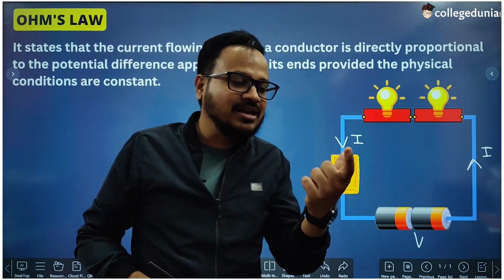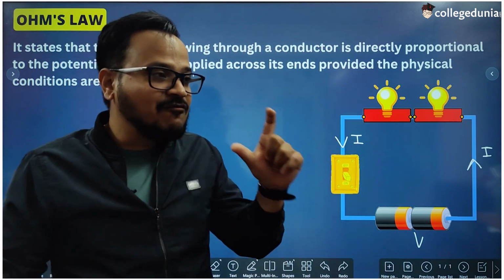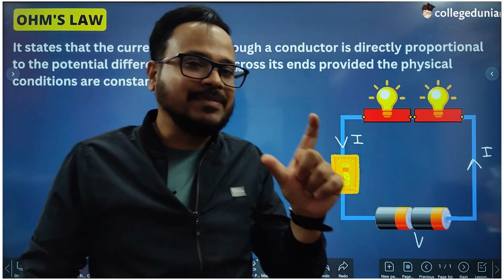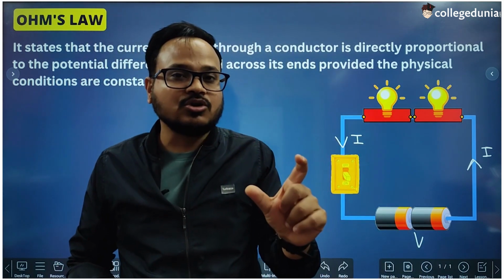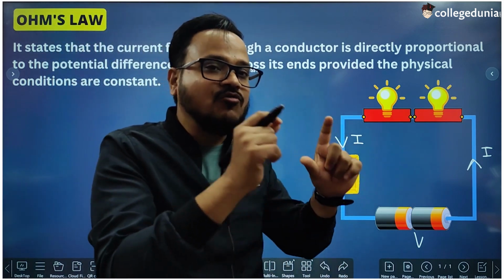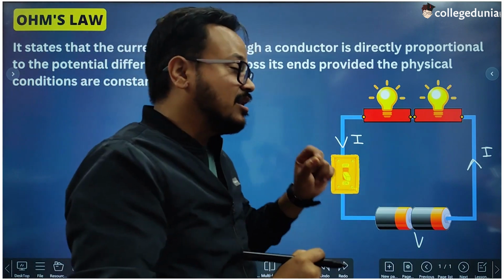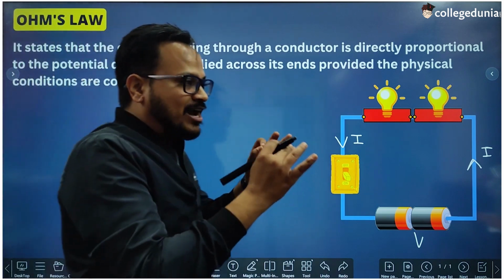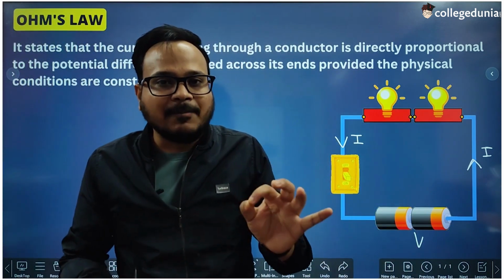When you see a cell, a pencil cell or any battery, you must have seen that a value in volt is written on the battery. For example, the pencil cell which you use for toys, for remote controls, you can clearly see that 1.5 V, V means volt, 1.5 volt is written on the cell. What is the meaning of that statement? 1.5 volt means 1.5 joule per coulomb.